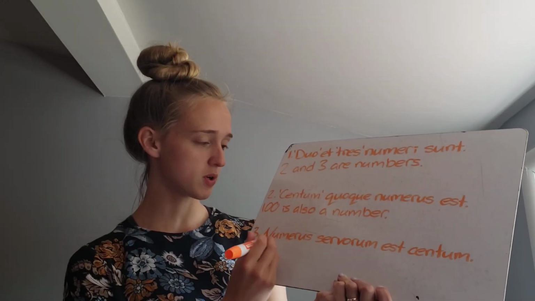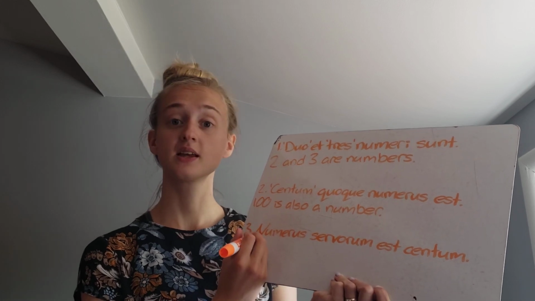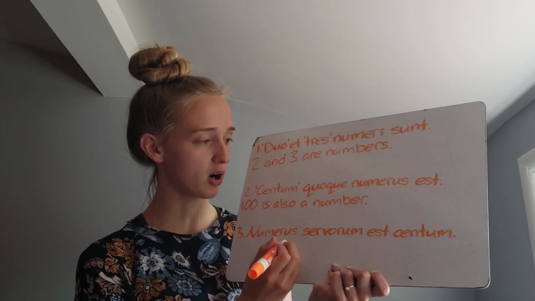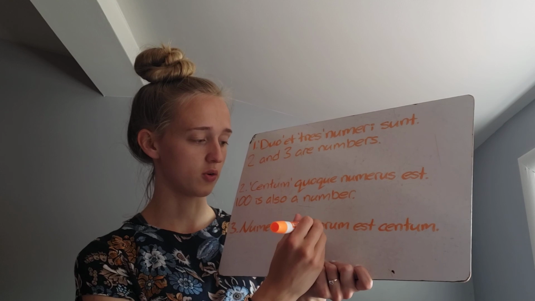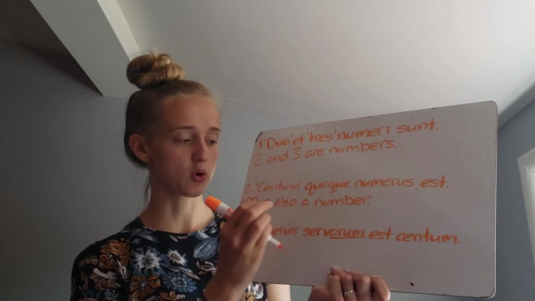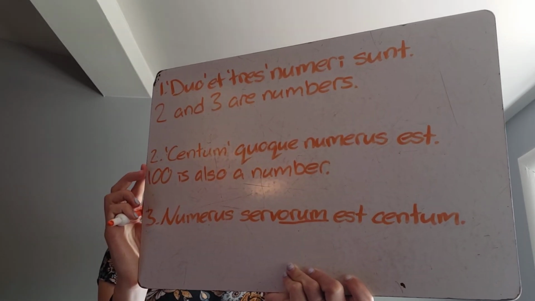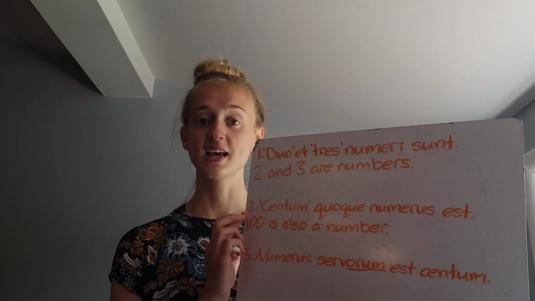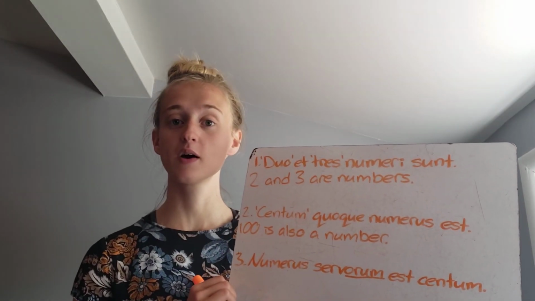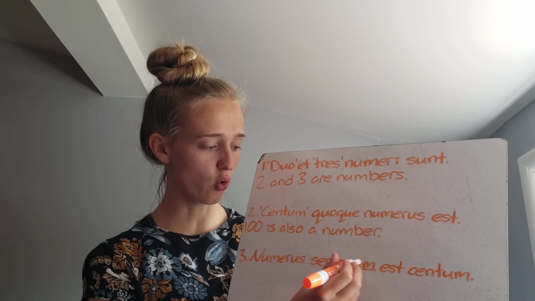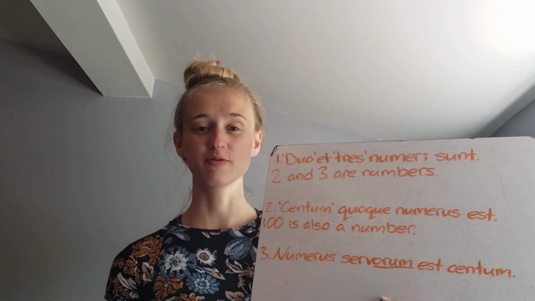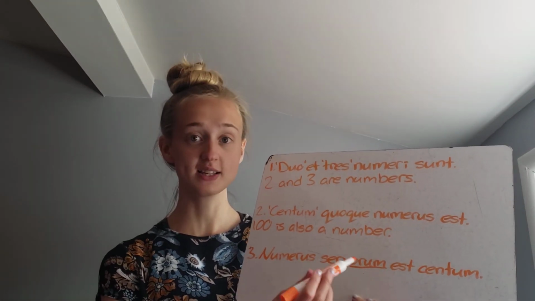All right, so we see numerus, and we know that means number. So we're going to say the number, and then servorum. What does this orum ending tell us? It tells us that the sentence is genitive plural, right? Orum is our masculine genitive plural ending. So how are we going to translate it?